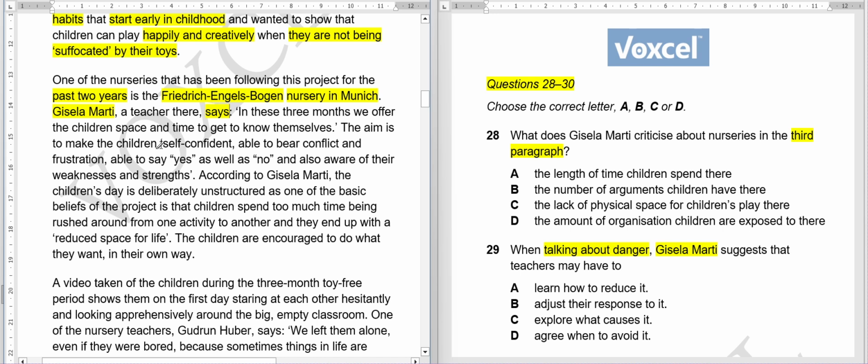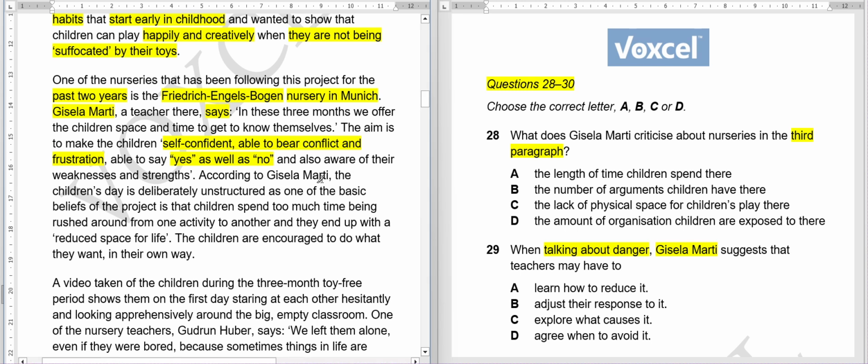Their aim is to make children self confident, able to bear conflict and frustration. So when they're playing with their friends, obviously there will be conflicts and some kind of frustration, so they want children to be able to cope with these kinds of things. They want children to be able to say yes and no to their friends as well, so that when they grow up they will be able to say no to things they don't want to do. Because if they grow up to be people pleasers, they will say yes to those things they don't want to do, so it can land them in trouble obviously.